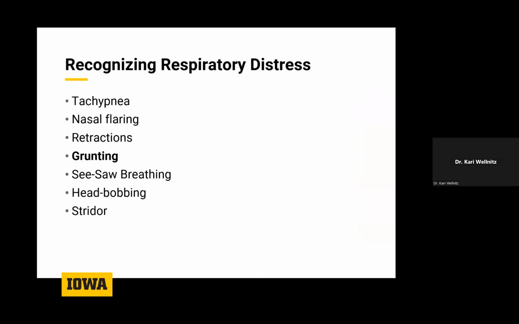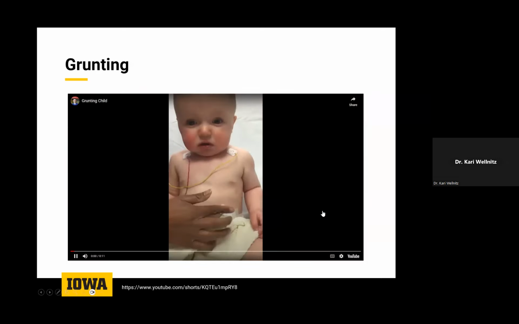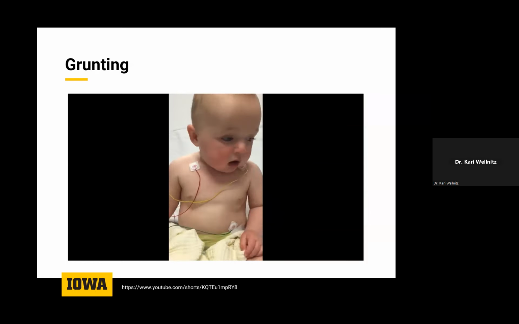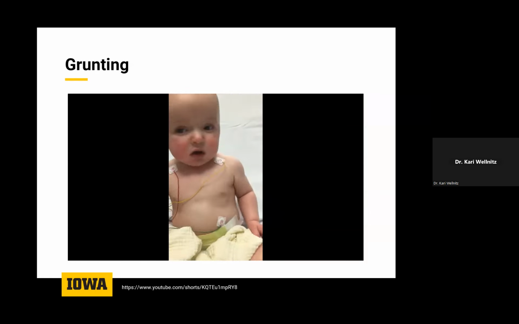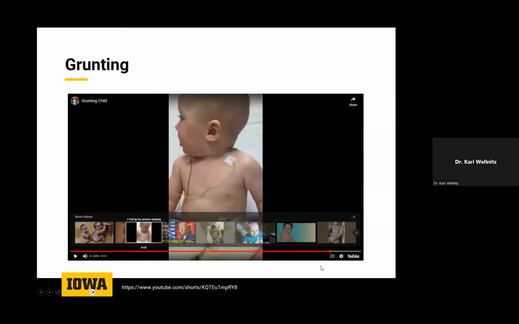Onward to grunting. Grunting is breathing against a closed glottis to give yourself some of your own PEEP and keep your airways open. As you probably noticed, it's an expiratory noise and it tends to be a little bit deeper pitched.